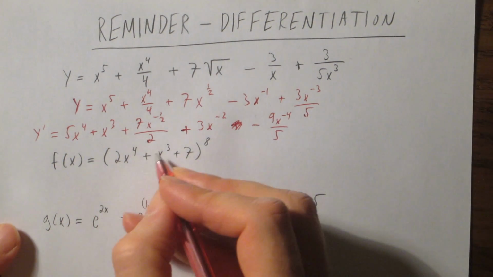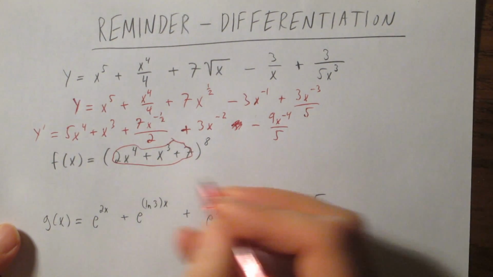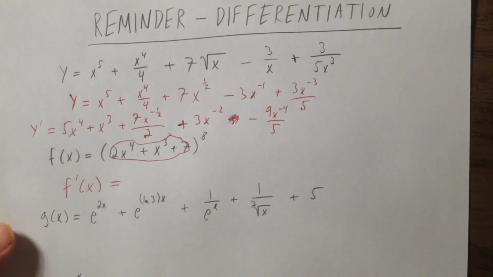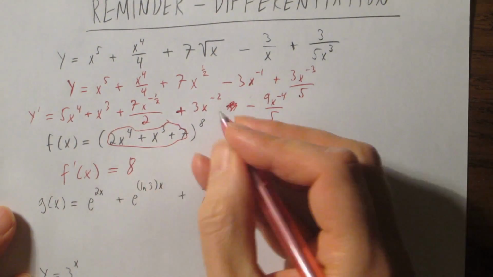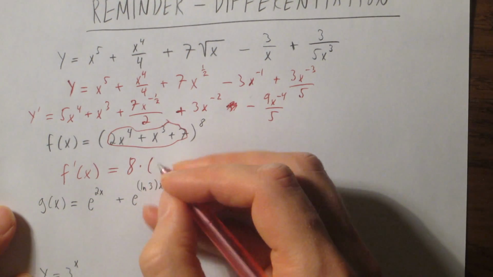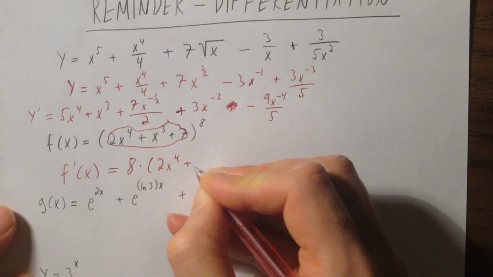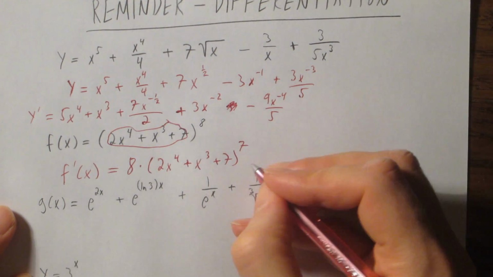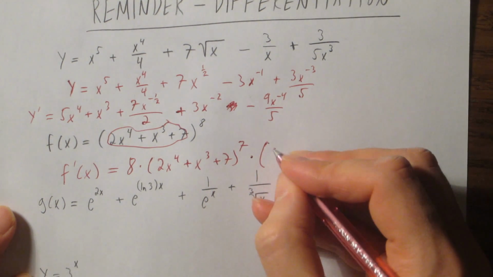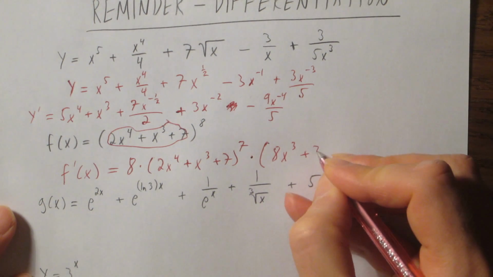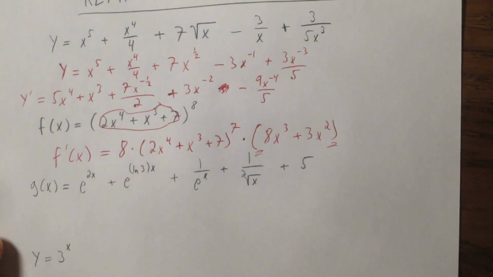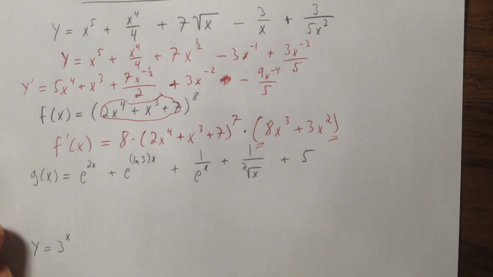Here f(x) is something to the power of 8. So f prime x is found by using the chain rule. The 8 comes down, so we have 8 times the inner function now to the power of 7 times the inner function's derivative. And note the brackets, because you want to multiply by all of the inner function's derivative.